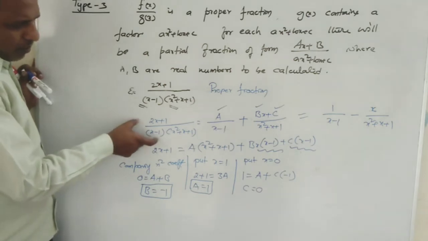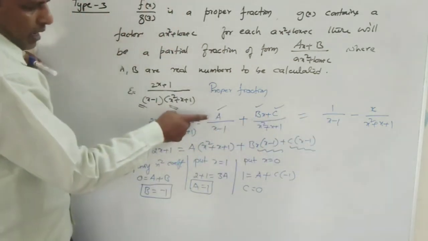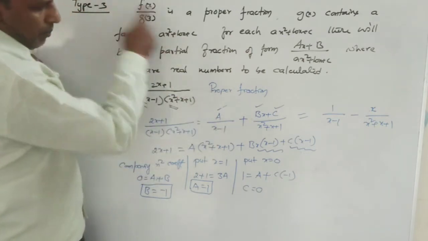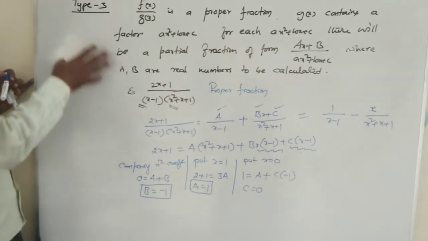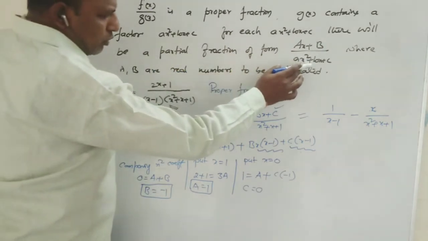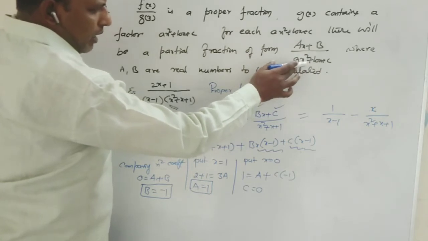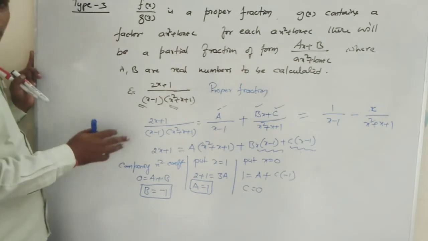So this proper fraction can be split into two partial fractions with the help of type 1 and with the help of type 3. There is one of the important types where ax square plus bx plus c is an irreducible, non-repeated polynomial. Then there is the method of resolving it into partial fractions.